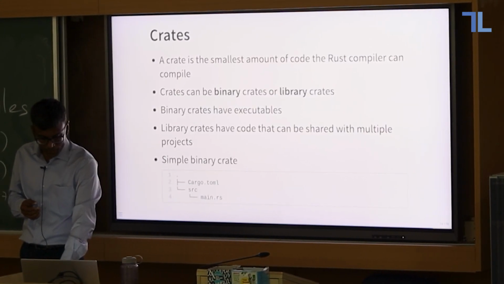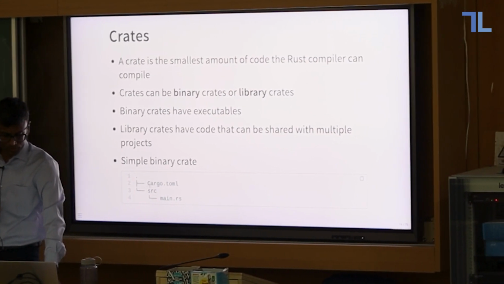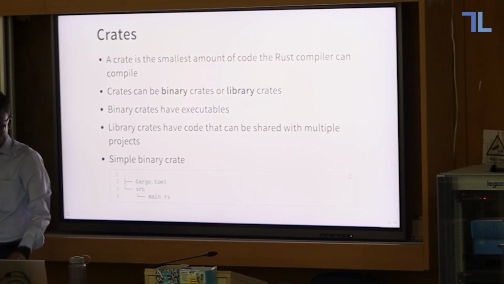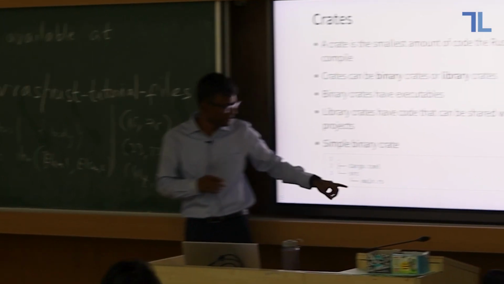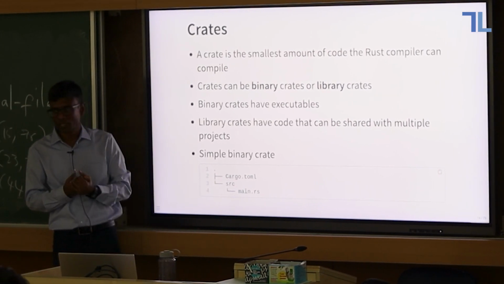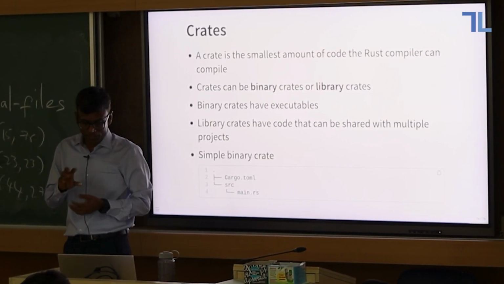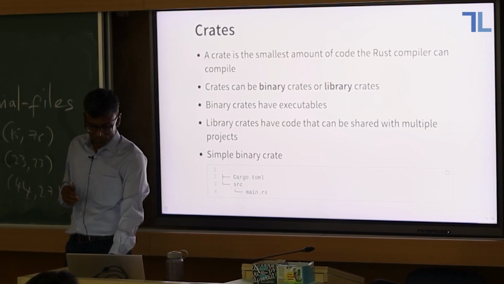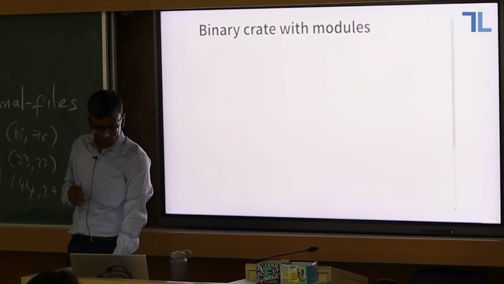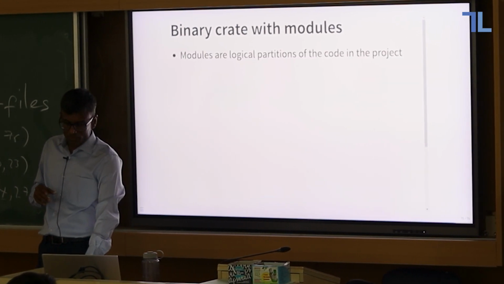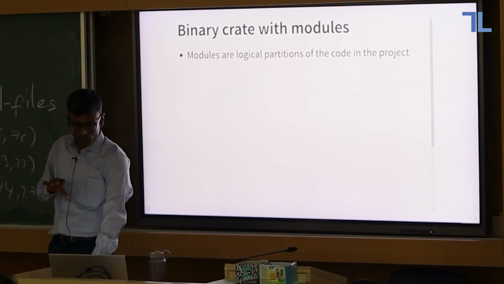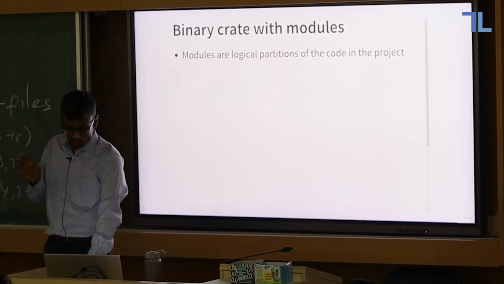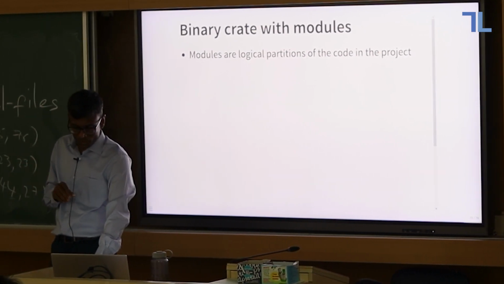The code you share may not have an executable, but other people may build executables using these library crates. So the binary crate has this simple form: the cargo.toml file, source, and a main. It has to have a main. A library crate will have a lib file instead of a main file. There won't be any executable, there's no main function. It will just have some public functions which other people can access. You can also partition a binary crate's code; it doesn't need to be a single main file. You can have multiple parts called modules. They are logical partitions in your code.